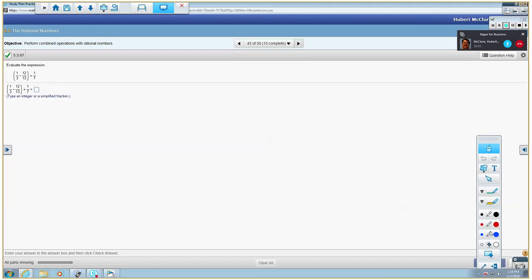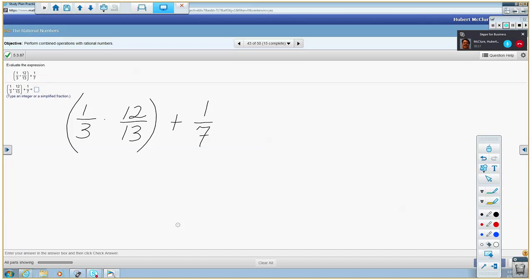All right. So 1/3 times 12 over 13 plus 1/7. Now, with multiplication, I can cancel. So 3 will go into 3 one time, 3 will go into 12 how many? 4 times. So what's 1 times 4? 4. And 1 times 13 is 13, and now I'm going to add 1/7.